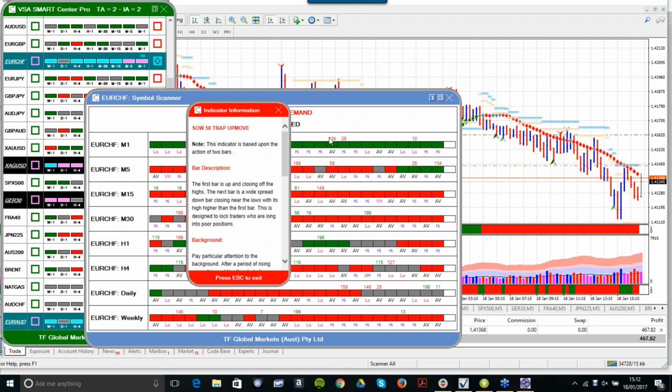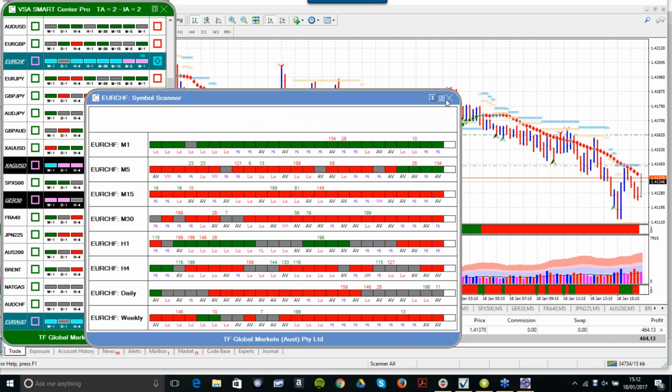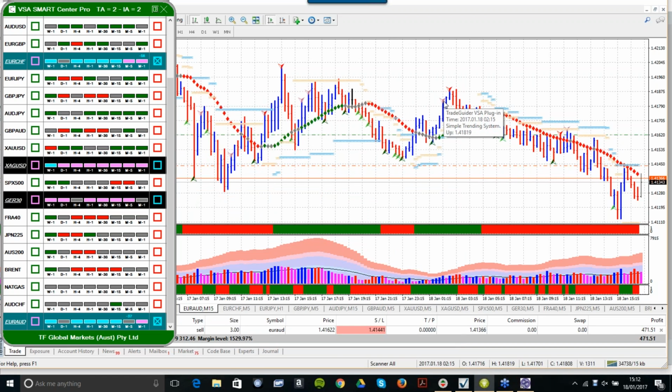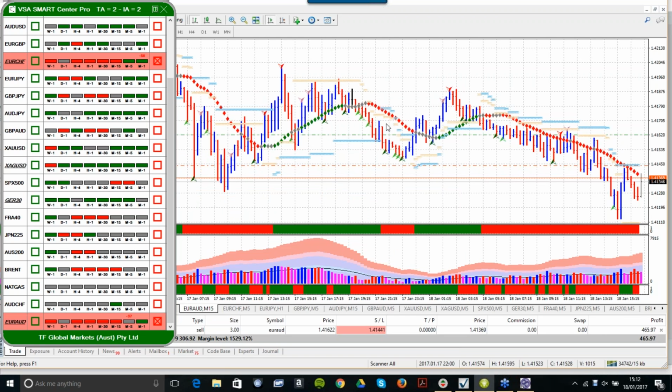So if any of you are looking at forex at the moment, I'm not trading the euro Swissy, I don't trade that instrument, but that is an alert and it's come in on that chart. Now I've got quite a few alerts coming in at the moment on the futures contracts, which I'm going to show you in a minute.